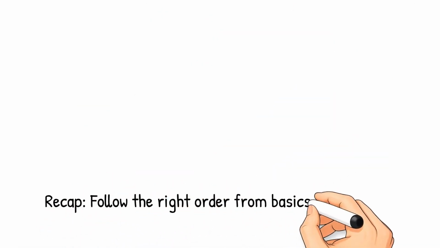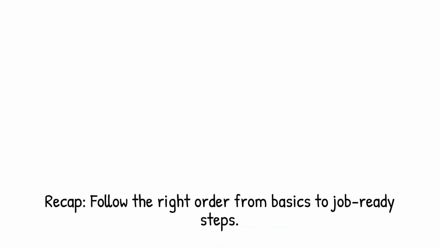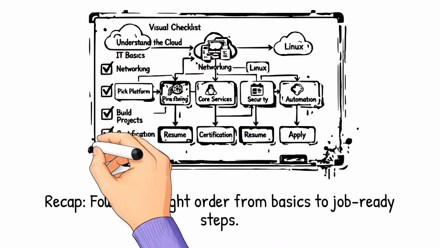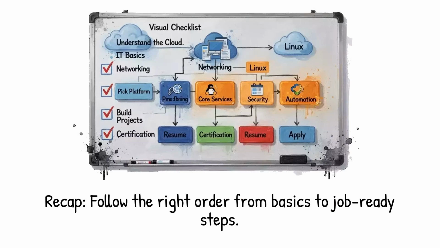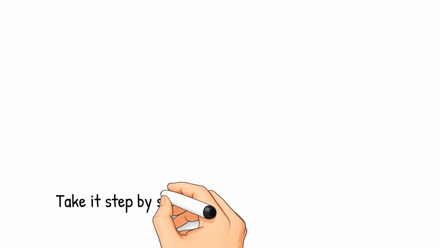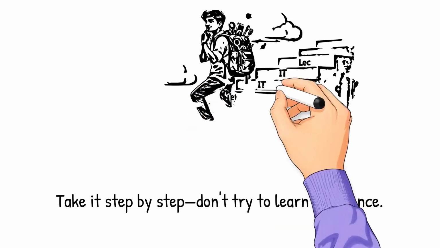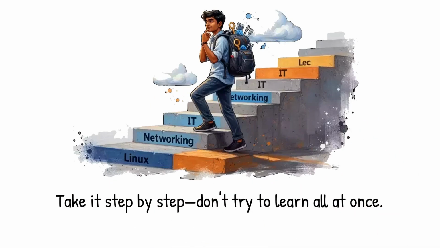That's the goal. So let's recap the right order. Understand the cloud. Learn IT basics. Then networking. Then Linux. Pick one platform. Learn the core services. Build projects. Learn security. Learn automation. Get certified. Build your resume. Then apply. Don't try to learn everything at once. Follow the order, one step at a time. That's exactly how you go from beginner to job ready.